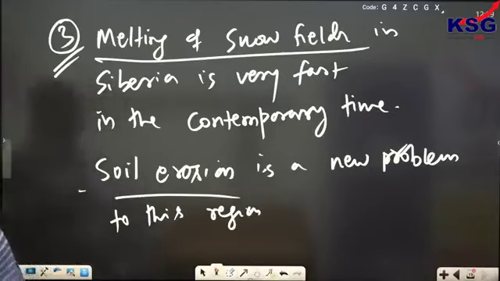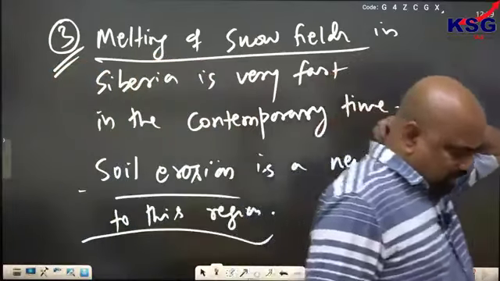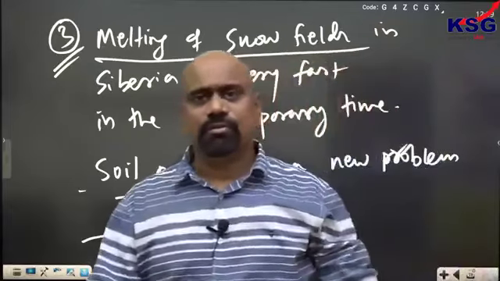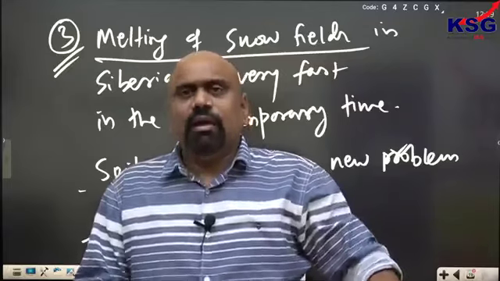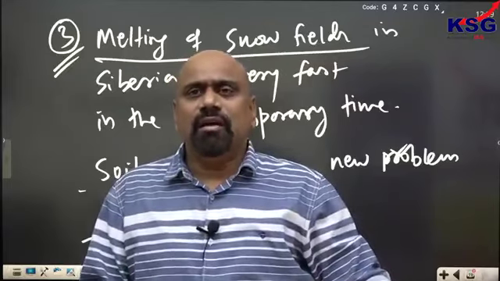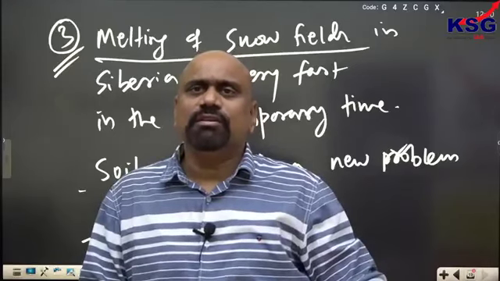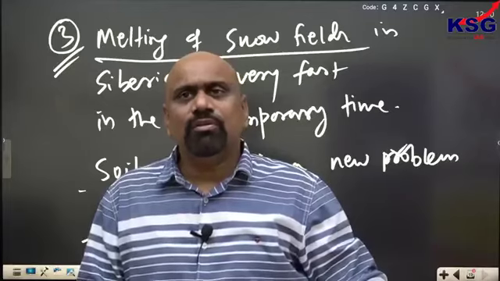Melting of snow fields in Siberia is very fast in the contemporary time. So soil erosion is a new problem to this particular region. Soil erosion has become the biggest problem nowadays, and that's why it is very, very important for us. So these are the challenges here. And environmental disaster, because the contribution of oxygen is more from this region, purification of the air is now slowing down, so it will have problems.